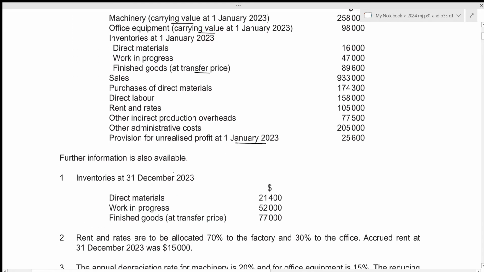Okay, further information is also available. We have been given the inventories at the closing date, again at the transfer price. Rent and rates are to be allocated 70% to the factory and 30% to the office. Accrued rent at 31st December 2023 was 15,000. This is the accrued rent at the closing date, which means that this should be added to the rent given above. So that will be 105,000 plus 15,000, which results in 120,000. And we need to divide it 70% to the factory, 30% to the office. So towards factory, that will be 120,000 times 70%, which results in the value of 84,000. And towards office, that will be 120,000 times 30%, which results in the value of 36,000.